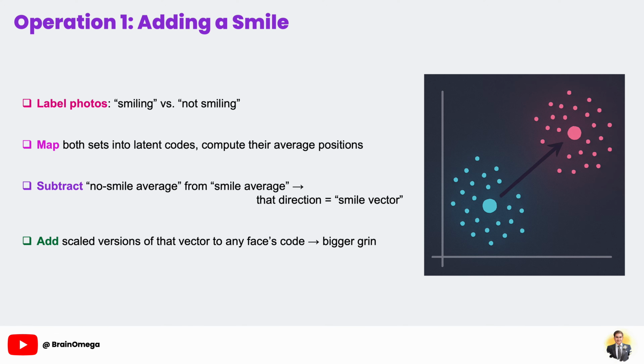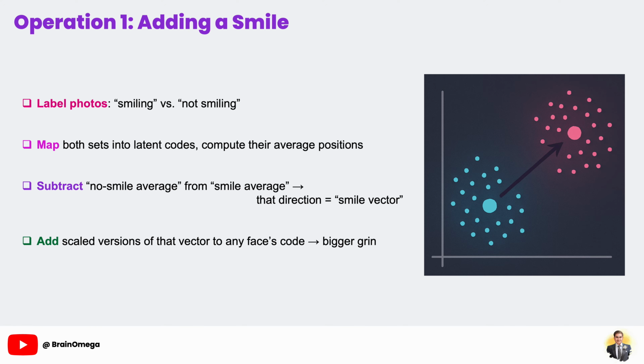4. Find the smile vector. Subtract the non-smile average from the smile average. That means smile vector equals SM minus SN. This difference gives you a direction in latent space that points from no smile toward big smile.